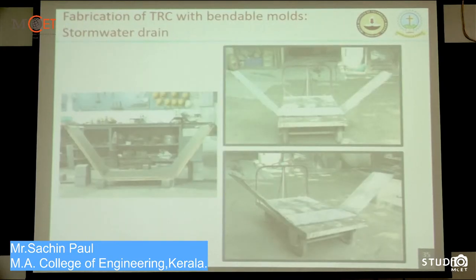We also made a bigger element with this. This was a stormwater drain, a cup-shaped stormwater drain. If you go to IIT, you can see that there are a lot of such stormwater drains all over the globe. This was 3 meters in length, and we made again a horizontal panel, and we tilted the edges of this panel such that it makes a cup-shaped stage.